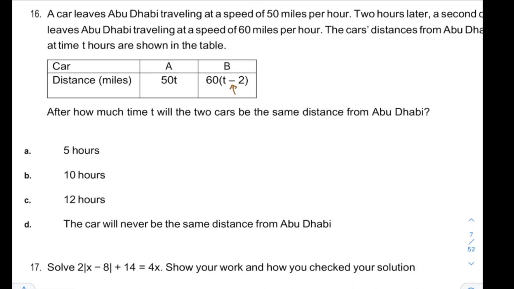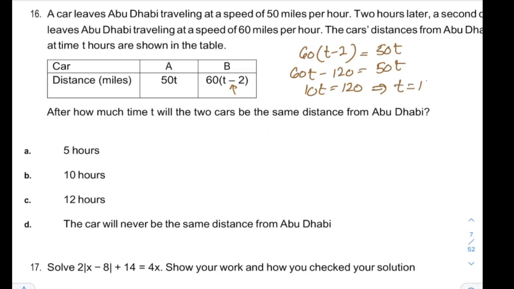Same distance means we have B equals A. Exactly. So we can say that 60 times t minus 2 is equal to 50t, and as usual, we will distribute. So 10t is 120, and that leads to t is 12.